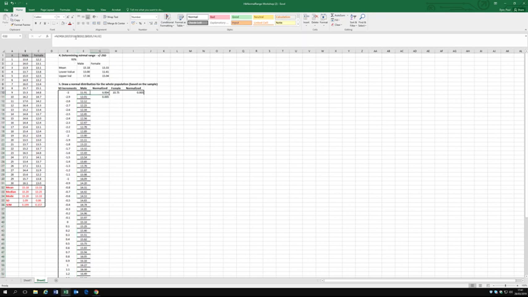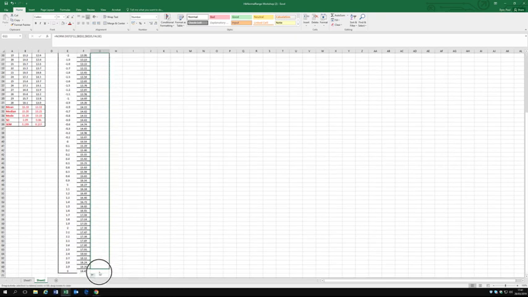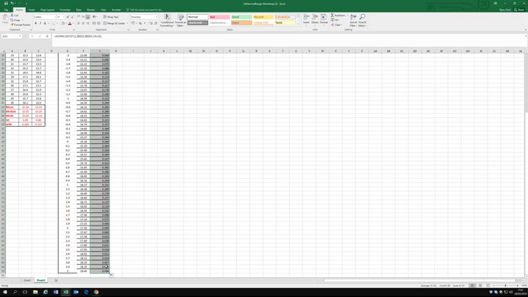The next thing that we need to do is look at this value and its normal distribution. Again, because we're referring to a movable object in terms of the F column, in terms of this data set reference point, we can just drag it down and it will generate our normal distribution curve.